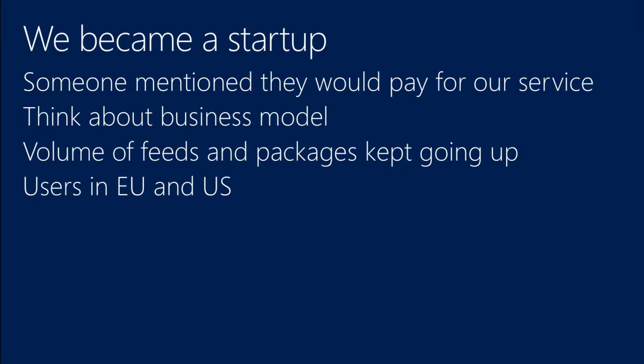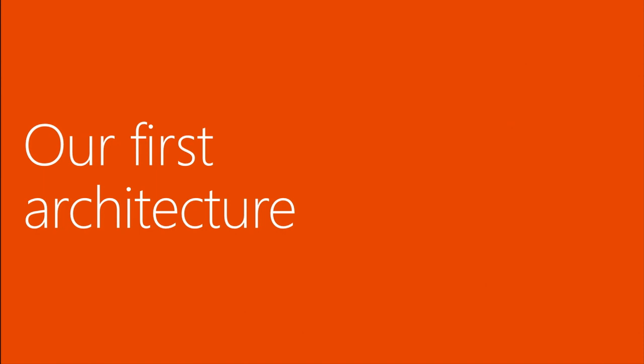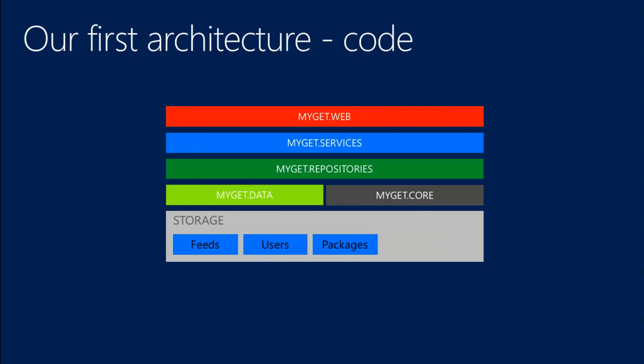While we were thinking about that business model, the usage kept going up. People were pushing more and more data. We also saw a lot of users were both in Europe and in the US. So it kept growing, so we had to do something there. And we were thinking again of restructuring everything and came to this first architecture for our application. Now at the code level, we had some projects, which was a web project running the websites. We had the services in there, we had the repositories in there, we also had the data in there. We had a decent data layer going to storage. And also MyGet core containing some extensions containing the dynamic WCF routing and things like that.